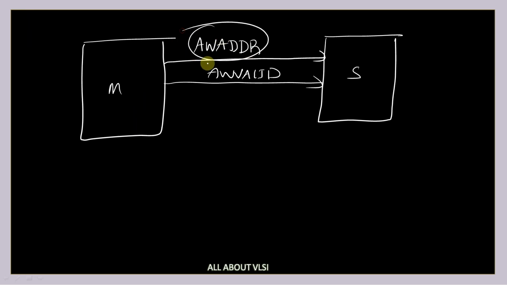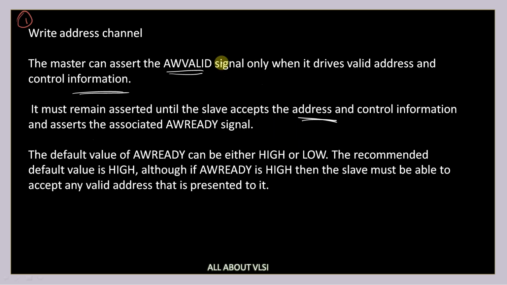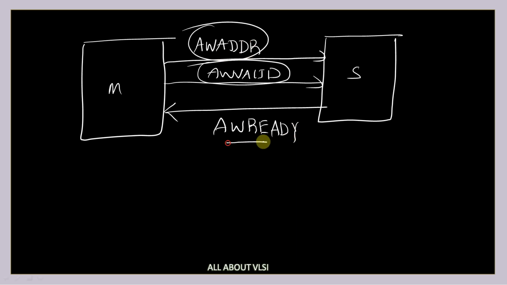So this AW address and AW valid signals should be stable until your slave provides the handshaking signal, that is our AW ready signal. Until your AW ready signal is asserted to 1 by your slave, your master should maintain this AW address signal and AW valid signal stable, so that your slave can sample whatever address and control information you have sent.